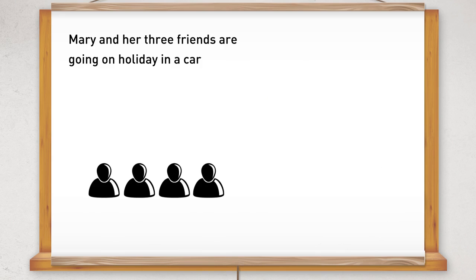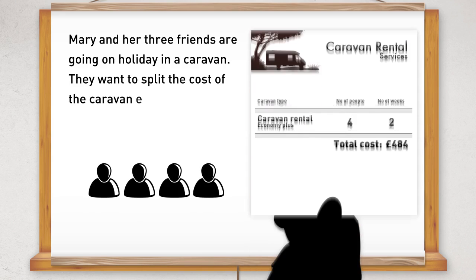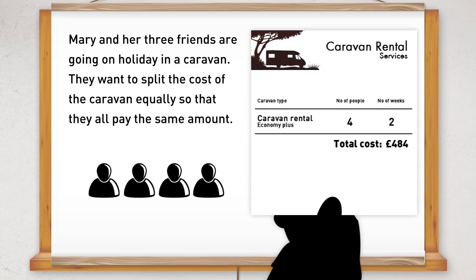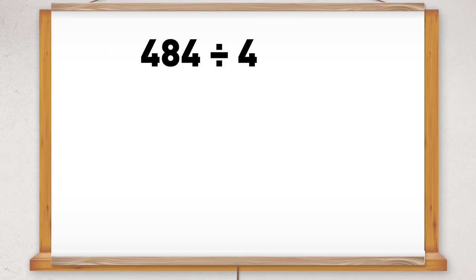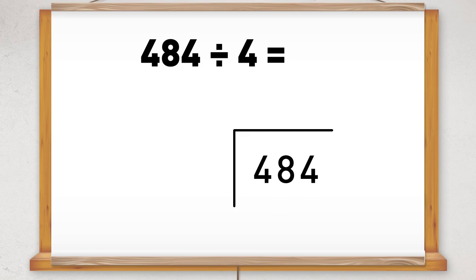Let's look at a division in a real-life problem. Mary and her 3 friends are going on holiday in a caravan. They want to split the cost of the caravan equally, so they all pay the same amount. To find out how much each needs to pay, we need to divide the total bill of £484 by the number of people going on the holiday, which is 4, 3 friends plus Mary. Set the calculation out first. The number we are dividing is 484, so this goes underneath the answer line. The number we are dividing by is 4, so this goes outside.